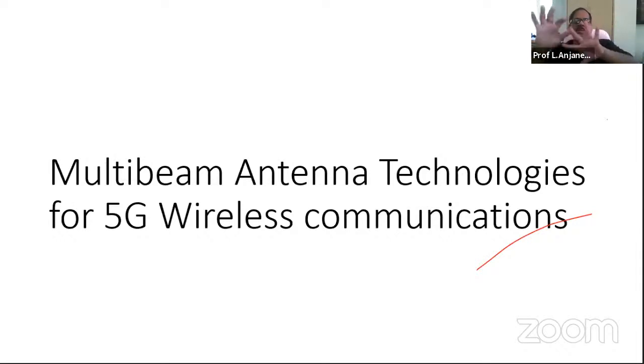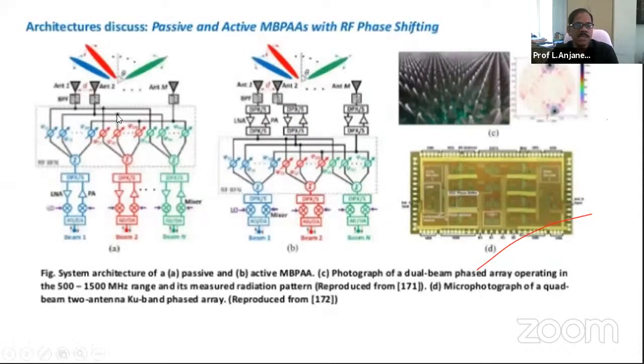So when several beams are generated, this can communicate with a tower in this direction, a tower in that direction, and also these beams can be switched. They are actually called massive MIMO designs of generating several beams. Okay, so these are the architectures.